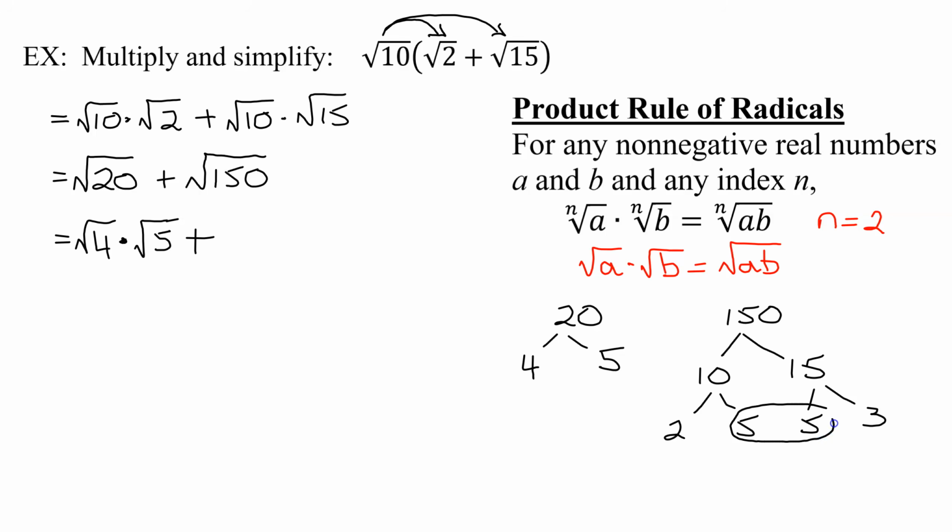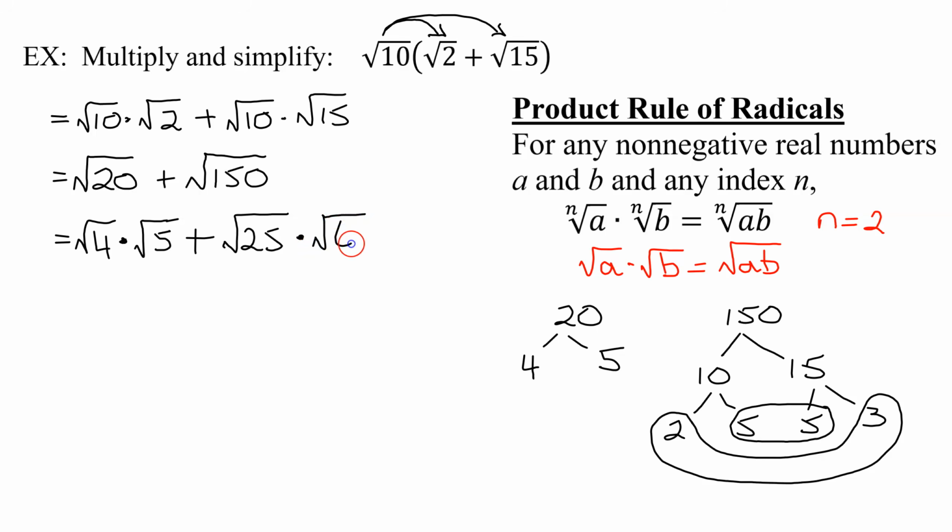I'm going to group the 5 times 5 as 25, and the remaining number is going to be 2 times 3, which is 6. So I'm going to write this as the square root of 25 times the square root of 6. Just double check: what is 6 times 25? 150.